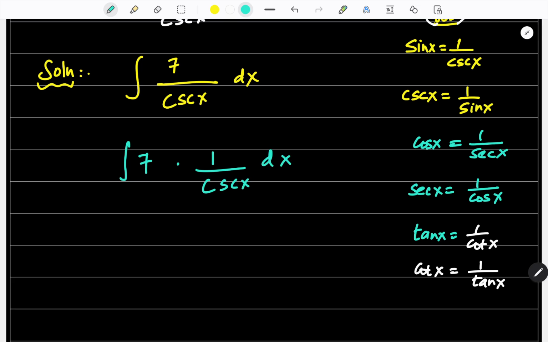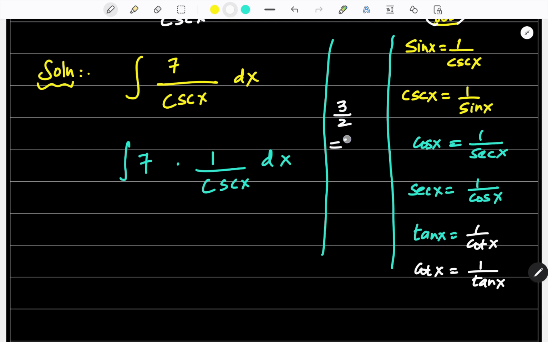Teacher, how can I write like this? Let me give an example now, okay? Look at the example here. Suppose you have 3 by 2. Can I write this as 3 times 1 over 2? Yes, because it's nothing but 3 over 2. The same idea I followed.